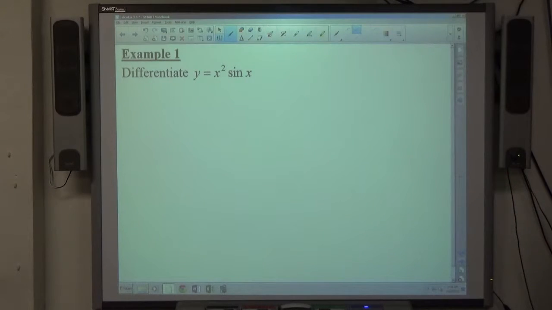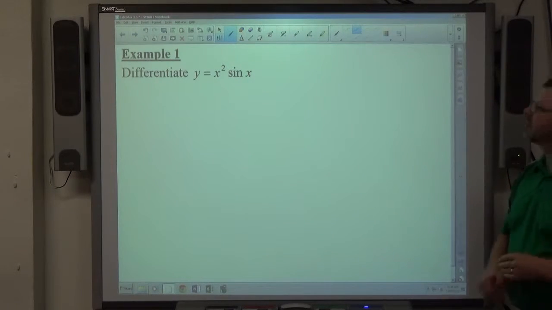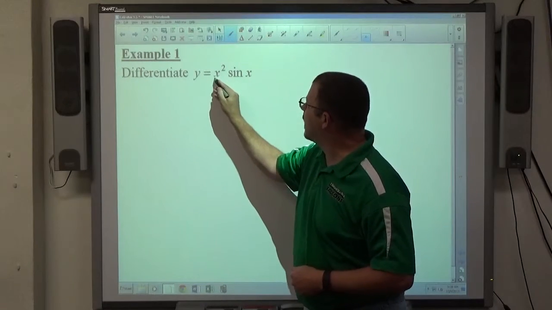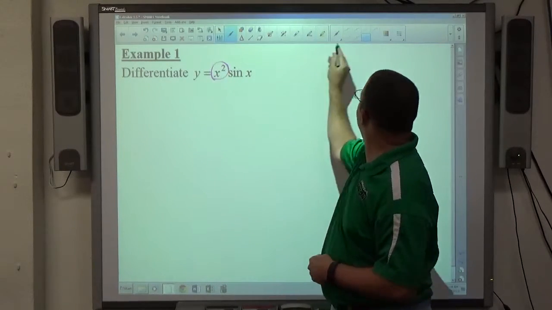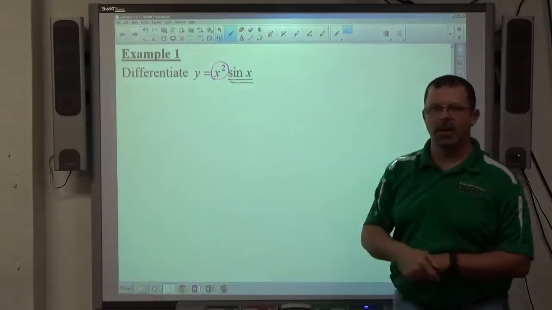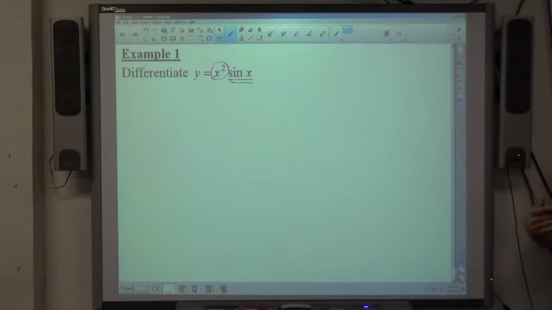Example 1, differentiate y equals x squared sine of x. So, what I want to notice here, y equals this product, x squared is a function of x, and sine of x is a function of x. There's no way using algebra to make x squared sine of x into anything simpler than x squared sine of x.